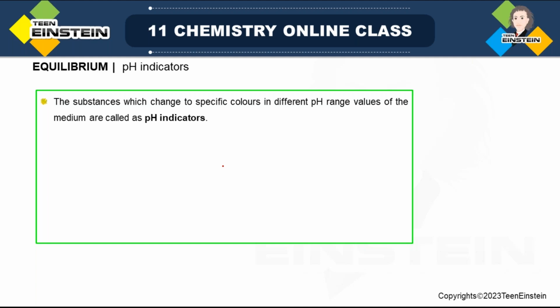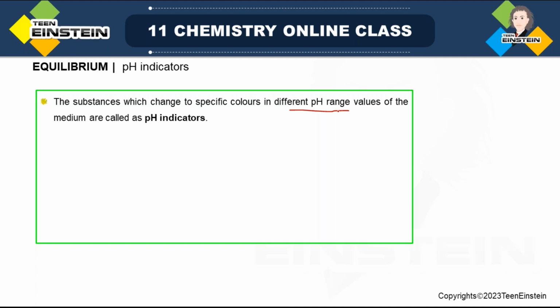It is a substance which changes to specific colors at different pH. So these indicators are species which will have different colors in different pH ranges. Suppose when it is in the acidic range, that is below 7, it will have a particular color. Suppose I am saying yellow. When it is in the basic range, that is greater than 7, 8, 9, 10, 11, whatever, then it will have another color. So these two different colors, one in the acidic medium and another in the basic medium, are a specific property you can find for them.